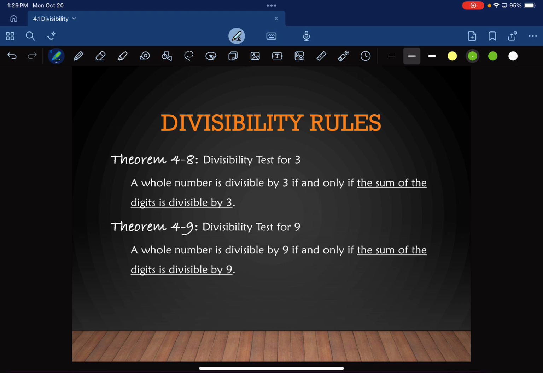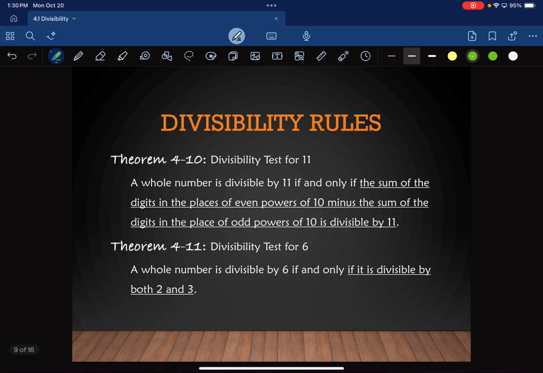Okay, our last set don't really go together. They're just on the same slide. Okay? The divisibility test for 11, I'm going to let you write it down. It sounds super awkward, and it's really not hard to do, but there's really no good way to write it. A whole number is divisible by 11 if and only if the sum of the digits in the places of even powers of 10 minus the sum of the digits in the places of odd powers of 10 is divisible by 11.